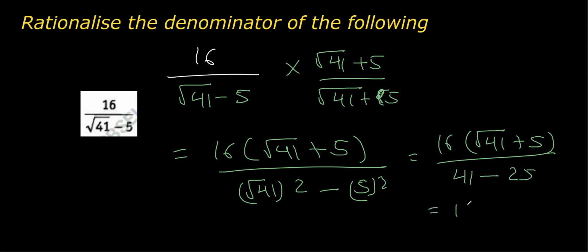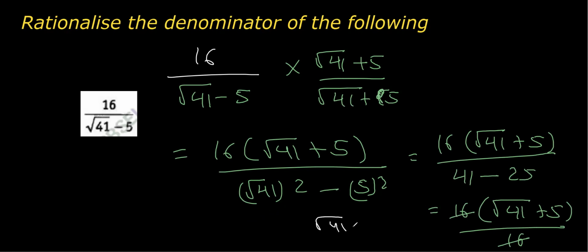Now what do we get here? It is 16 whole under root 41 plus 5, and below it is 41 minus 25, which is 16. Clearly the 16 gets cancelled, and therefore we'll write this answer as 41 plus under root 5. That should be our final answer.